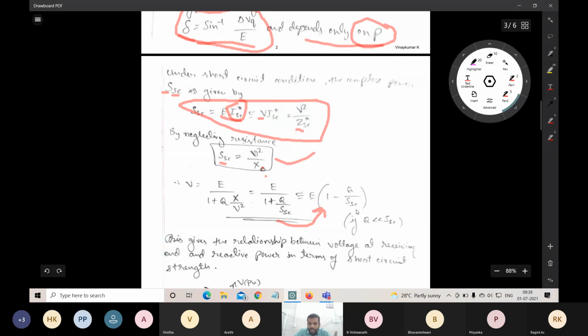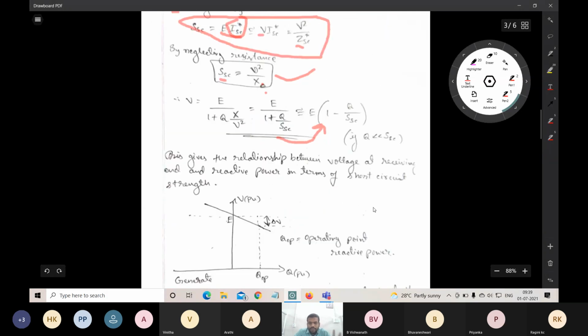At that time, what happens to the equation? At that condition, this is the relationship between the voltage and receiving end reactive power in terms of short circuit strength. The short circuit relationship, the relationship between the voltage and receiving end reactive power, that we are to draw.